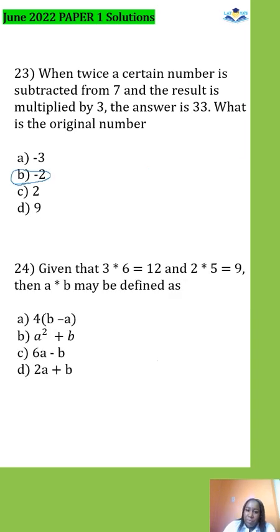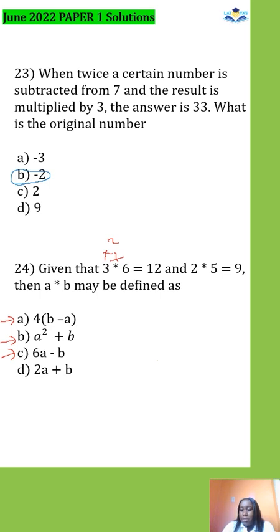Question 24. Given that 3 asterisk 6 is equal to 12 and 2 asterisk 5 is equal to 9, then A asterisk B may be defined as. Some of you might attempt each one of them before you determine which one is the correct answer. Here we want to get 12, so I'm seeing here that if we multiply 3 by 2, I'll get 6, and then 6 plus 6 is 12.